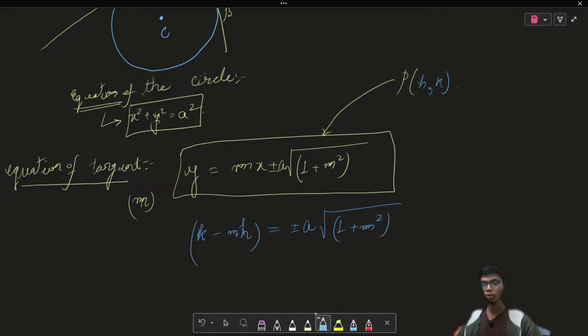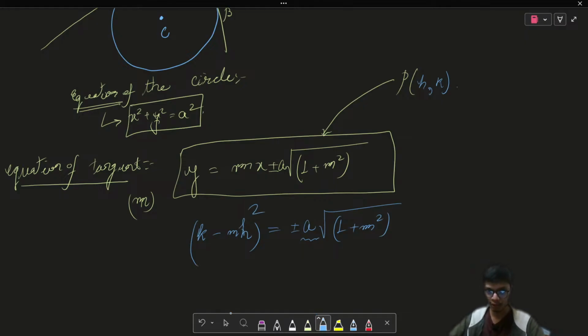First of all, whose locus we want to find out, we have to assume that point as h comma k, and then we replace that h comma k with x comma y once we have removed all the unknown variables from that equation. So we will do the same thing over here. Our variable over here is basically m in our given formulation.